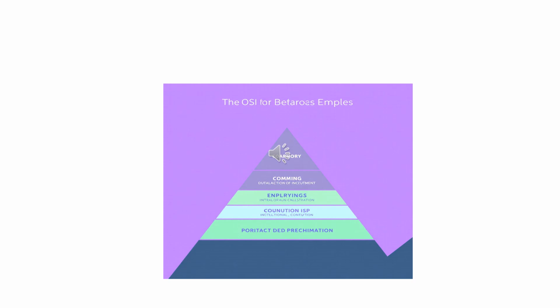Layer 5, Session, manages sessions between applications. Layer 6, Presentation, translates data between the network and the application. Layer 7, Application, provides networking services to the application software. This structured approach helps IT professionals understand how data is handled at each stage and troubleshoot more effectively by isolating issues within specific layers.